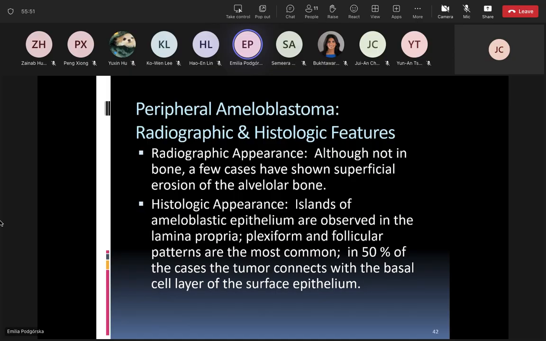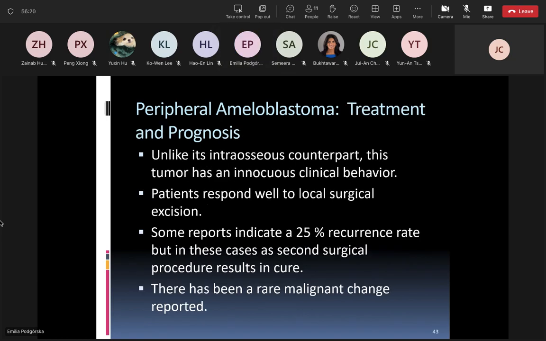Although not in bone, a few cases have shown superficial erosion of the alveolar bone. Histologic islands of ameloblastic epithelium are observed in the lamina propria. Plexiform and follicular patterns are the most common. In 50% of the cases, the tumors connect with the basal cell layer of the surface epithelium.